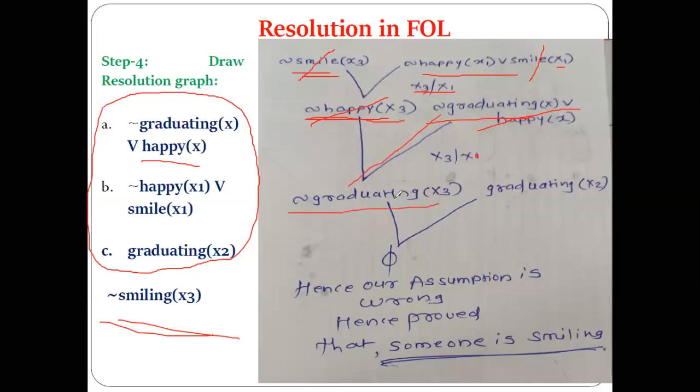Graduating. What do you have to see then? Graduating. Here we have graduating. Graduating will get removed. Okay, what is remaining? Nothing remaining. Empty. Hence our assumption is wrong. And hence it is proved someone is smiling.